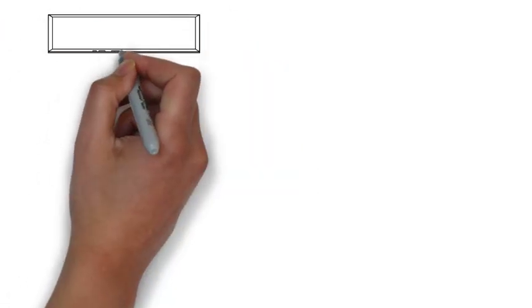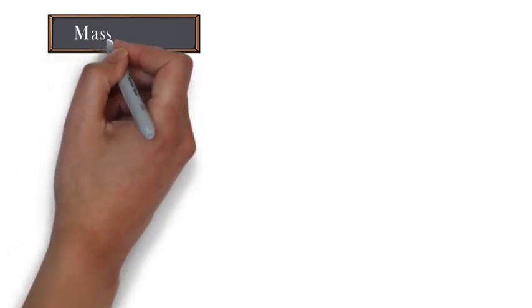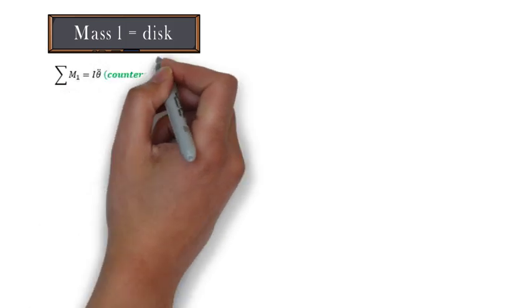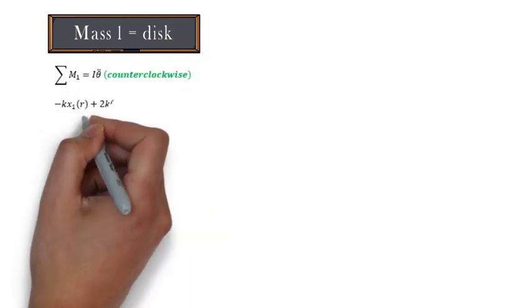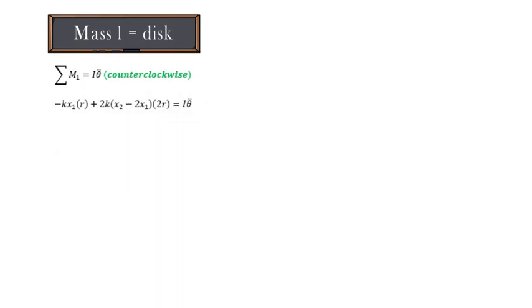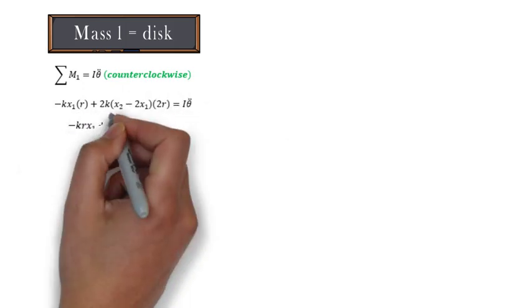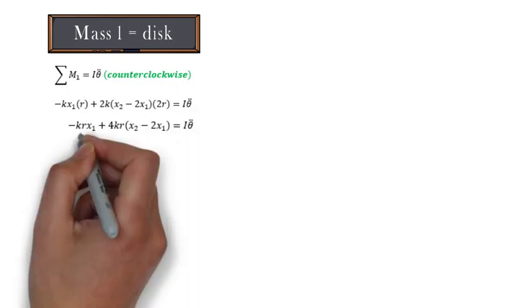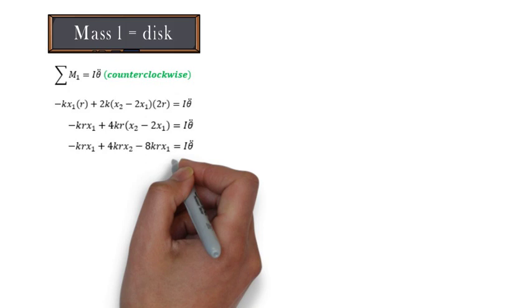Okay, we need to find the equation for mass 1, which is at this point. The summation of moment 1 is equal to I theta double dot, and it is rotated counterclockwise. So this is the working calculation to find the equation of motion for the disc.